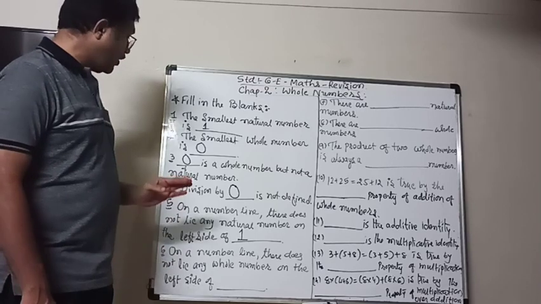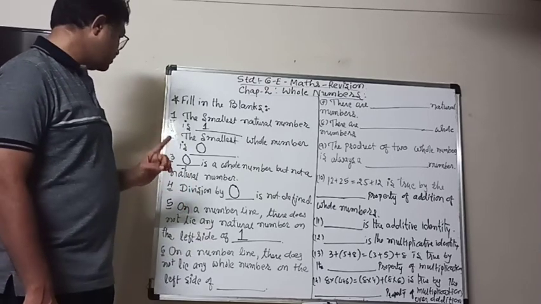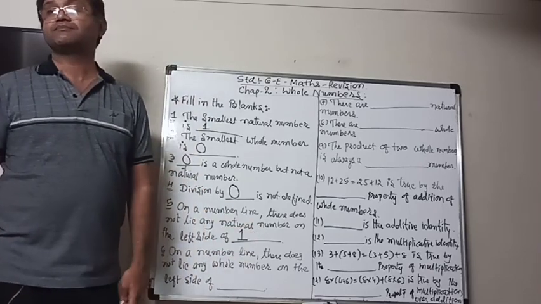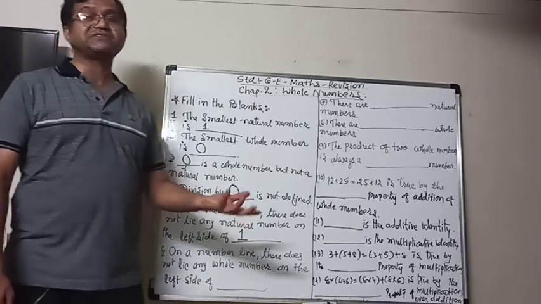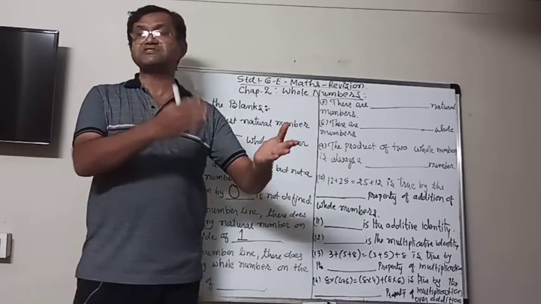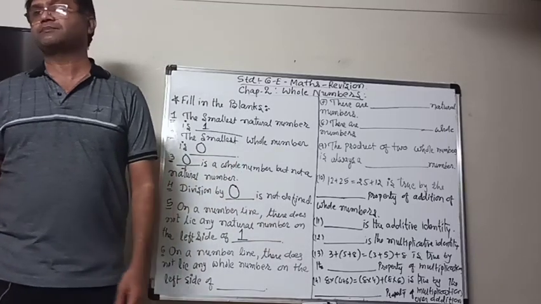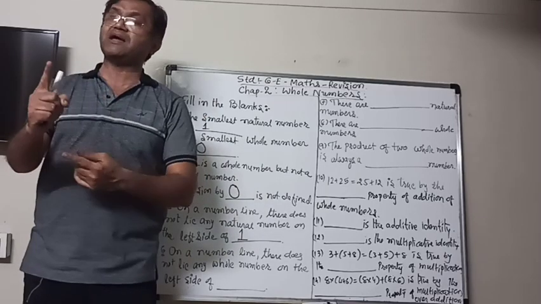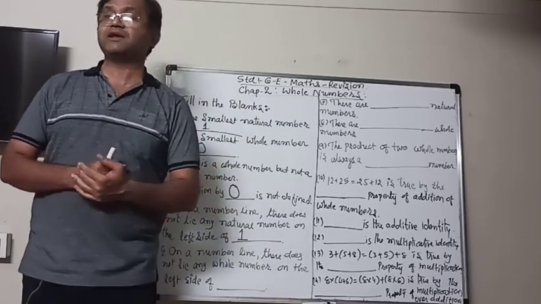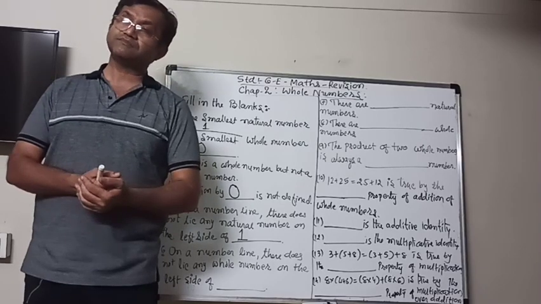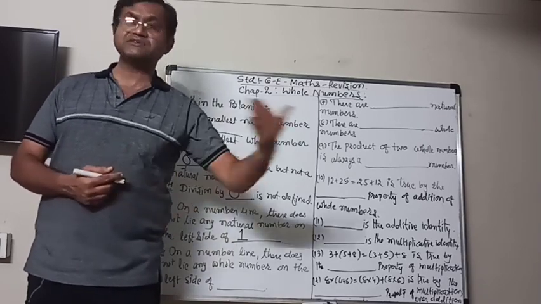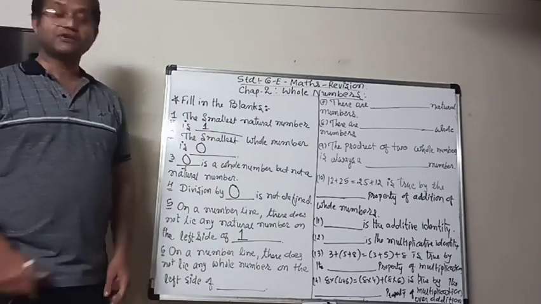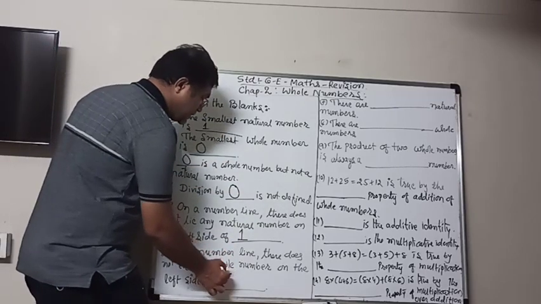Similarly, the sixth one: on a number line, there does not lie any whole numbers on the left side of blank. Here it was natural numbers, here it is whole numbers. Whole numbers are 0, 1, 2, 3, 4 and so on. All the other numbers have some whole numbers on the left side. Even 1 has one whole number, 0, on its left side. So which number does not have? Obviously 0. On the left side of 0 there is no whole number. So here your answer will be 0.